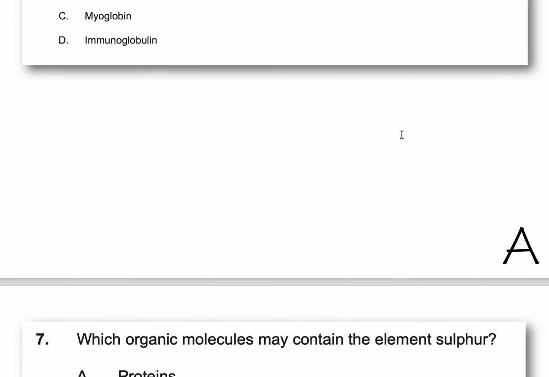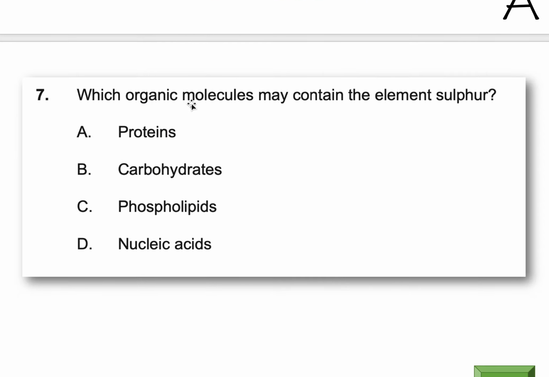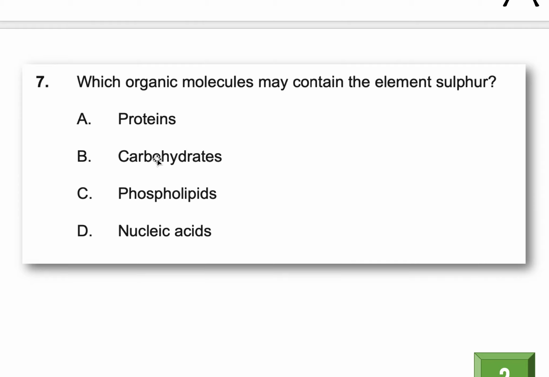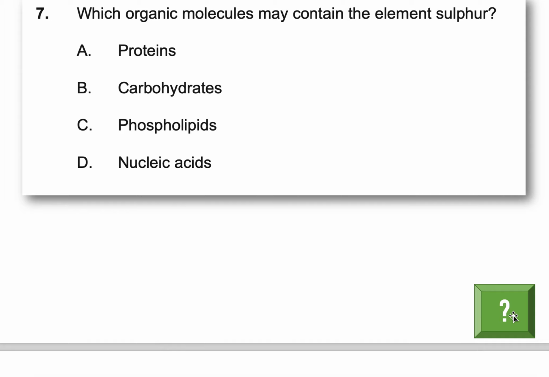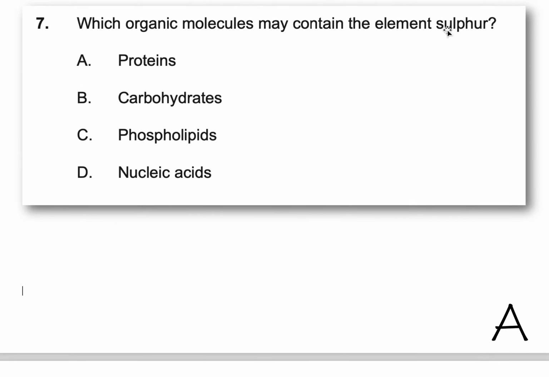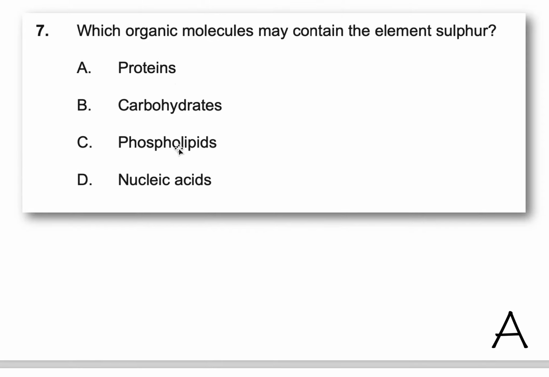We can see that, by the way, an organic molecule is any molecule that is made up of carbon, hydrogen, and oxygen, okay? So we know proteins are made up of carbon, hydrogen, and oxygen. So which organic molecule may contain this element sulfur? Proteins, okay? I just showed you the picture above. The amino acids may have sulfur in them. Not all of them, but some of them may. Whereas carbohydrates never have. Phospholipids never have. And nucleic acids don't have. So it's going to be A, okay? This is a tricky question. If you didn't know that the R groups could have a sulfur in it, you may think that it's not true, but it is, okay?